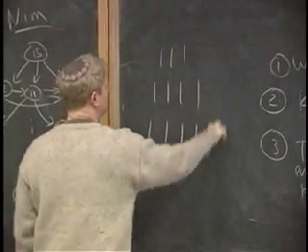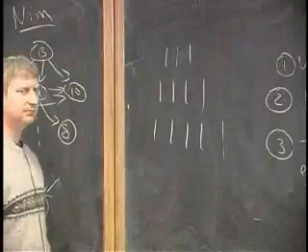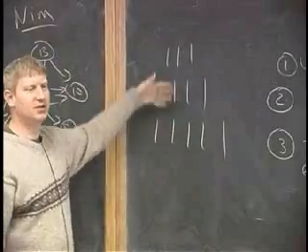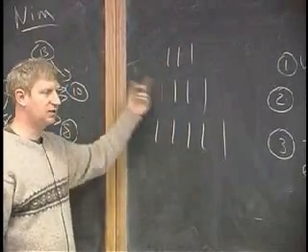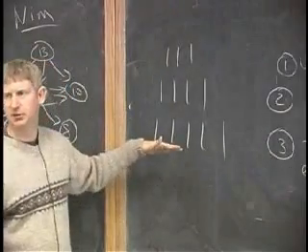This is the real version of NIM. Anybody know this game? It's the birthday cake game? No, it's not. It's just sticks. Sticks with a bunch of rows. 3 rows of sticks this time. The game in general has any number of rows of sticks with any number of sticks in each row. But here's one particular start. 3 sticks, 4 sticks, 5 sticks.